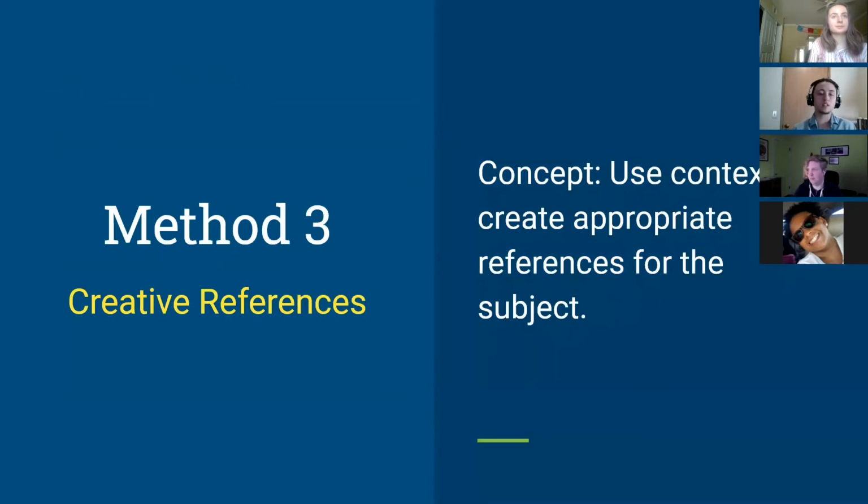So method 3, now we're getting into the hard stuff. You're going to want your imagination with you. Creative references. The concept here is to use context, the surrounding context, to create an appropriate reference for the subject. And when I say you're going to need your imagination here, I mean partly in order to come up with which words to use, but also you and your group will be creating the context for these sentences. There is no wrong answer here. You can make it whatever you want it to be. Don't get hung up on trying to find the one true right answer, because there isn't one. There's an infinite number of right answers.